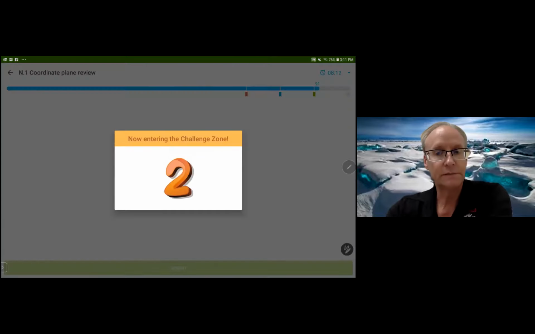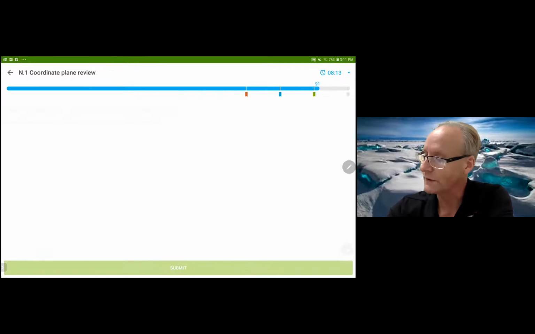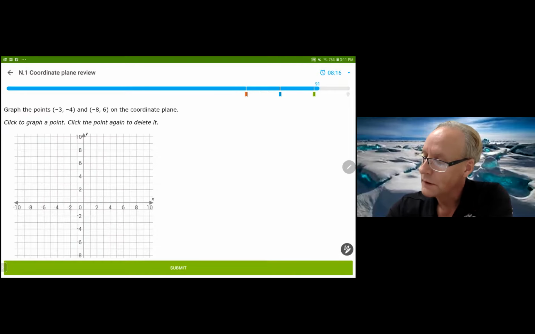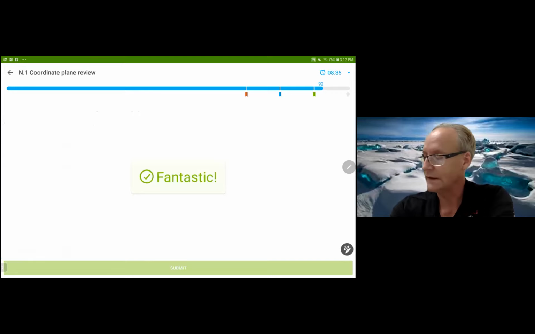And looks like we're getting done. Maybe they'll give us some half points. Oh, graph the points -3, -4. -3, -4 is right there. And -8, 6. -8, 6 is right there. So we have 2 points. I like these.